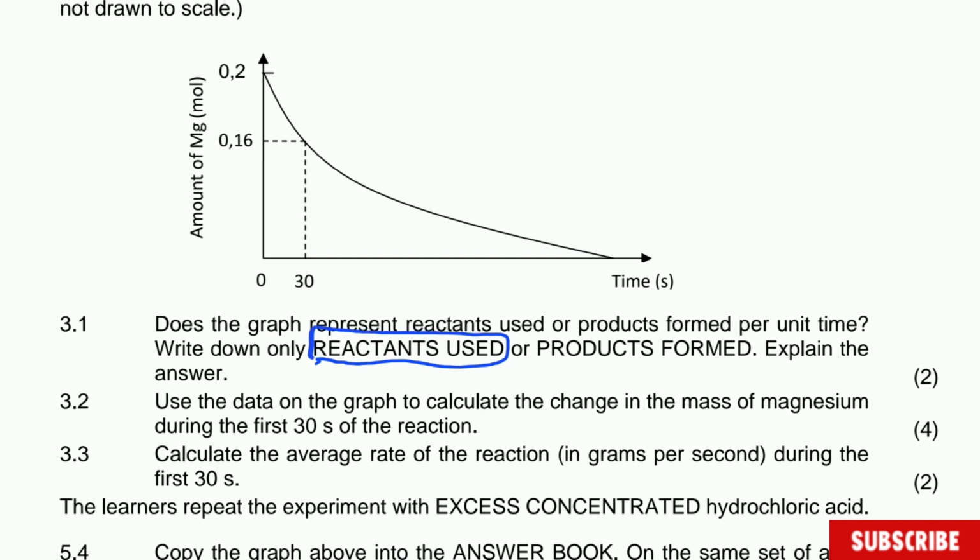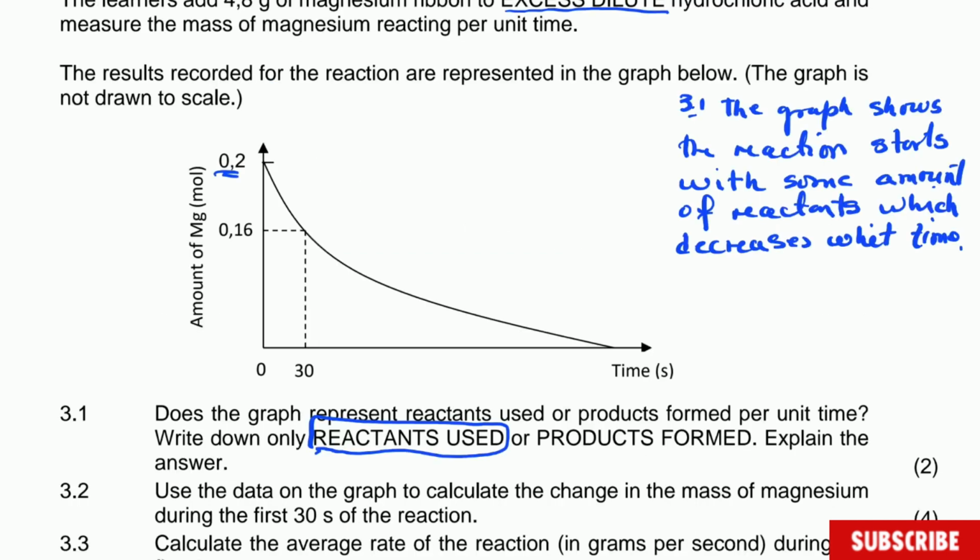Explain your answer. Well guys, you can see that the graph started from some point, so you did have at the beginning some number of mole of this substance. Be careful, the graph is number of mole, and you can see that the number of mole decreases with time. That is why it is reactant used. So in this case, you can write that the graph shows the reaction starts with some amount. You can see there the 0,2 of reactants, and then this one decreases with time. So that one is question 3.1.